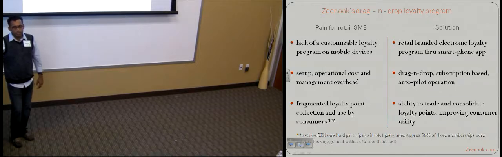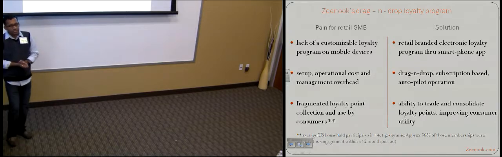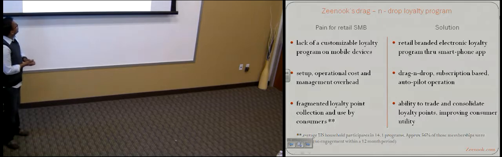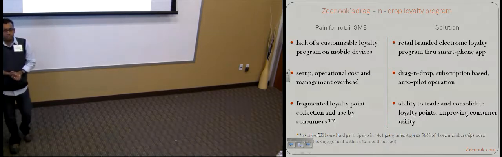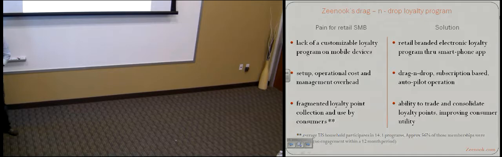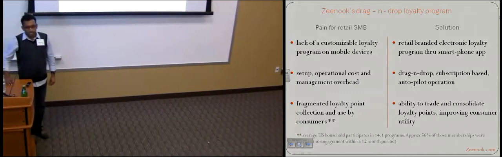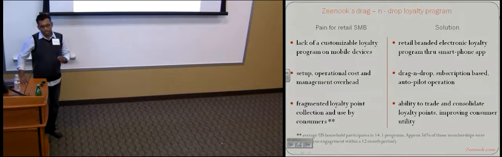So what Zeenook is trying to do here, Zeenook feels that it has identified a pain point for retailers not being able to engage the customers enough with their loyalty program. So what we are proposing here is a drag-and-drop loyalty program from Zeenook, which makes it very easy for a retailer to enter the loyalty program market and launch a loyalty program directly to the mobile phone. We believe that there are some setup and operational and management overheads associated with running a loyalty program, and we believe that our drag-and-drop loyalty program, which can run in an autopilot mode, would be able to address the pain point on which the retailers are staying away from a mobile-based loyalty program.